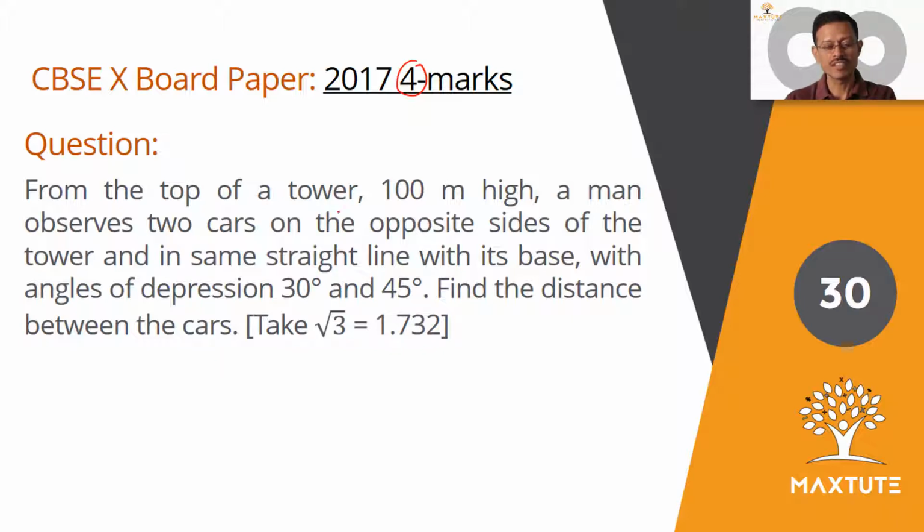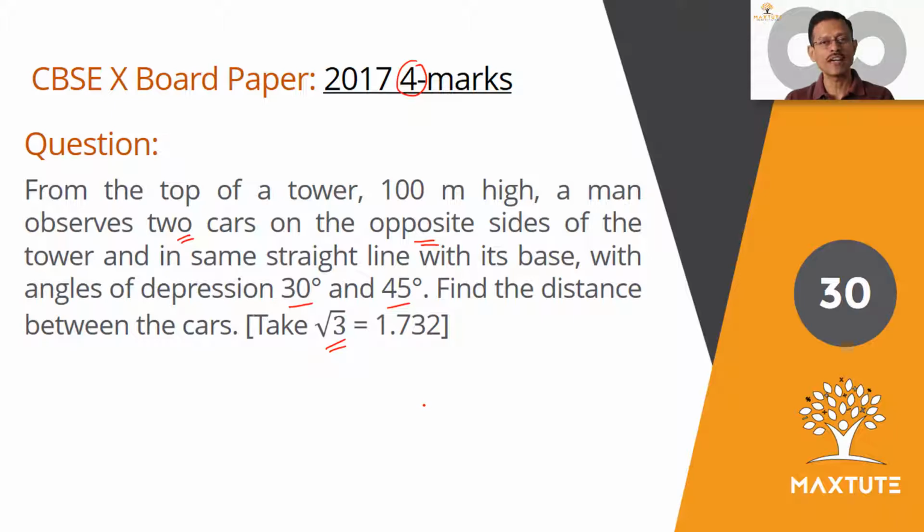From the top of a tower 100 meters high, a man observes two cars on the opposite sides of the tower and in the same straight line with its base, with angles of depression 30 degrees and 45 degrees. What we need to find out is the distance between the two cars, and we need to take root 3 to be equal to 1.732.